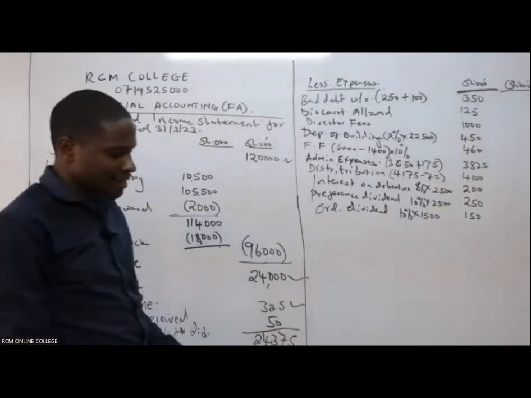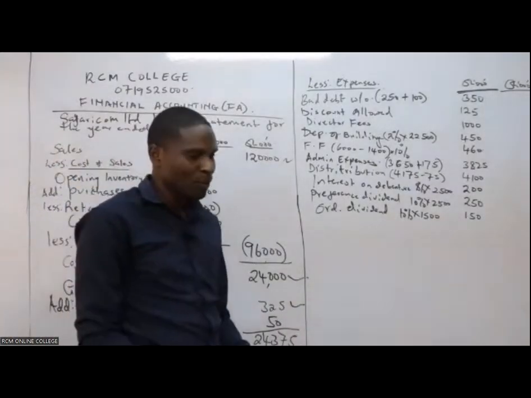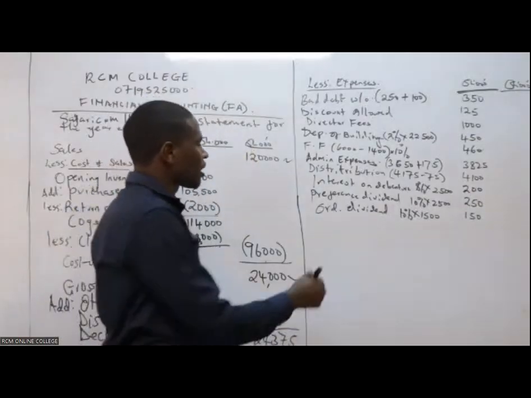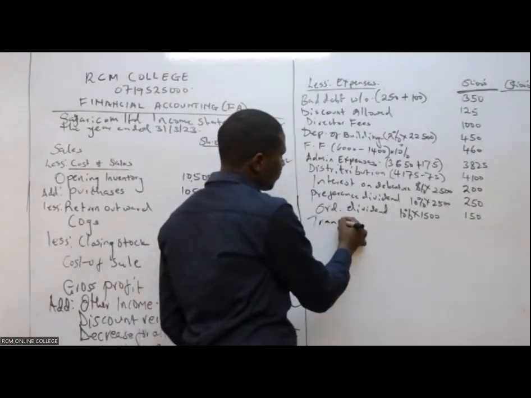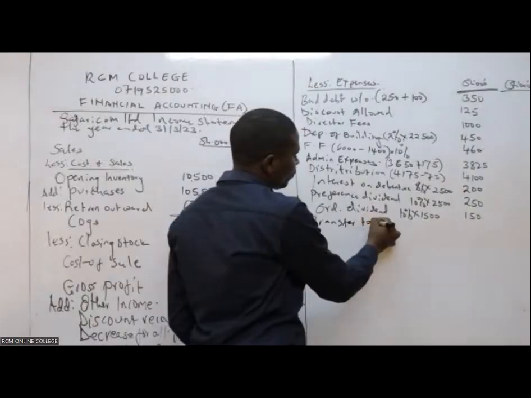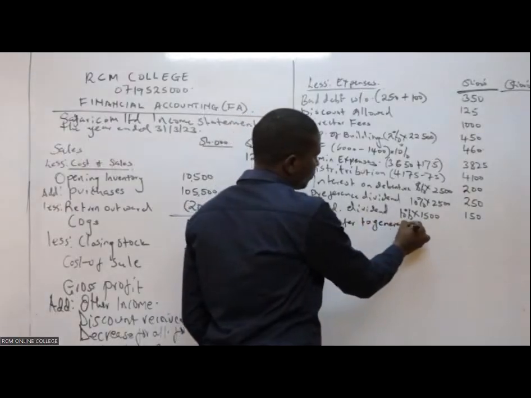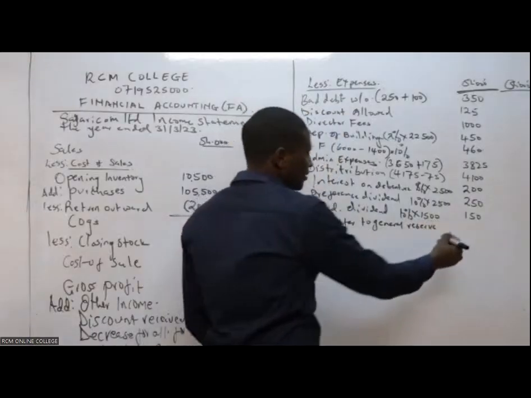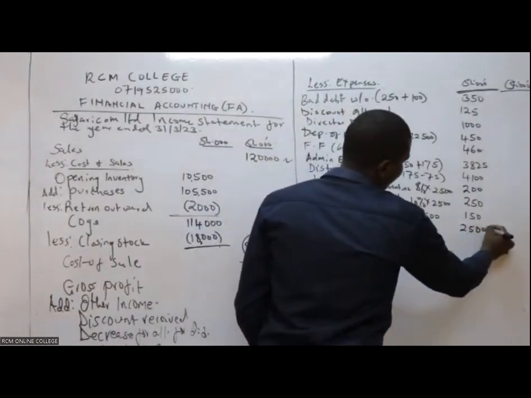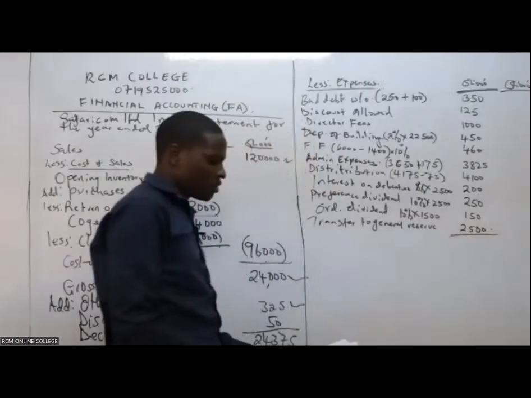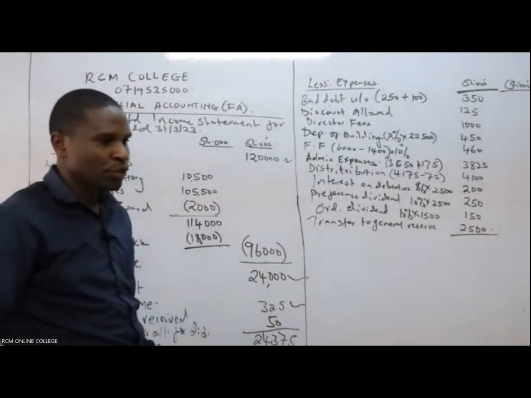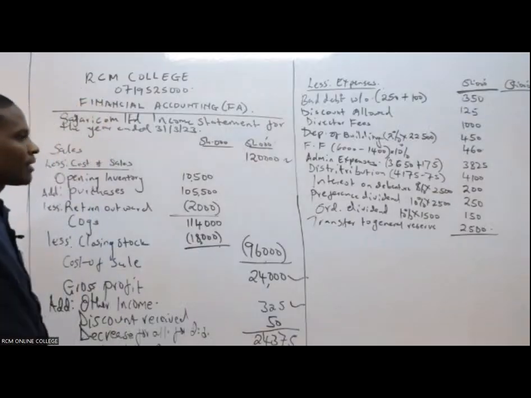At last, in fact, the last thing, there was something that was transferred to the general what? To the general reserve. Transfer to general reserve, which was 2500. That one was just direct 2500. And then you have to add for me and tell me what will be our total expense. Give me the total expense.